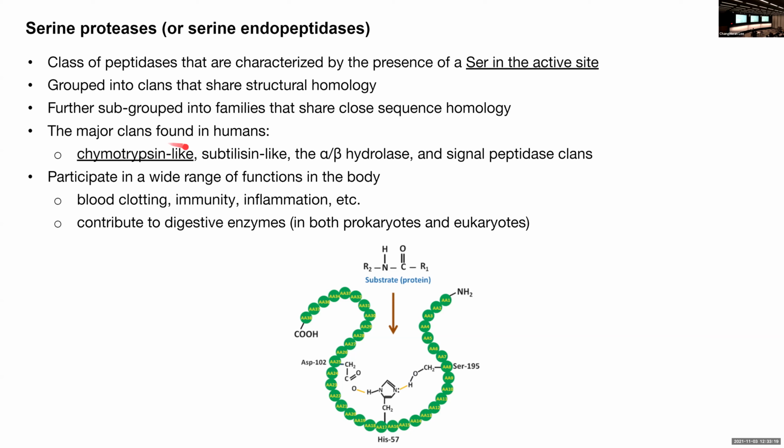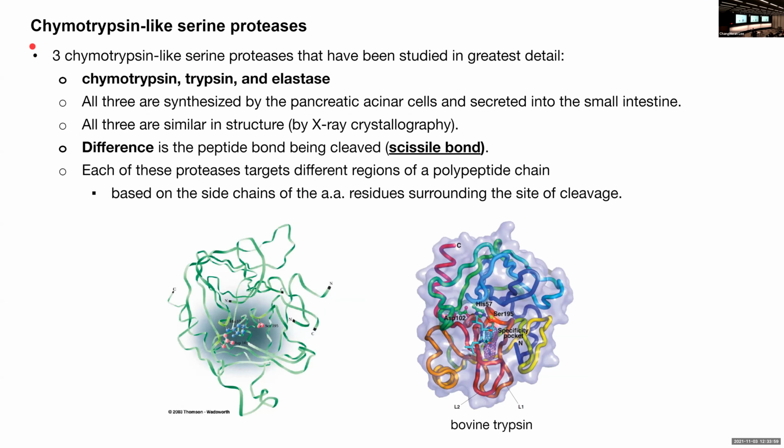And we're going to mostly focus on the chymotrypsin-like clan for this lecture, which is really important because it has a critical role in metabolism, especially for digesting proteins. And all these serine proteases participate in a wide range of functions in the body, like blood clotting, immunity, inflammation, growth, and so on, signaling too. And of course, they contribute to the digestive enzymes during metabolism. I talked about chymotrypsin-like for chopping down the proteins. So let's delve into these chymotrypsin-like serine proteases.